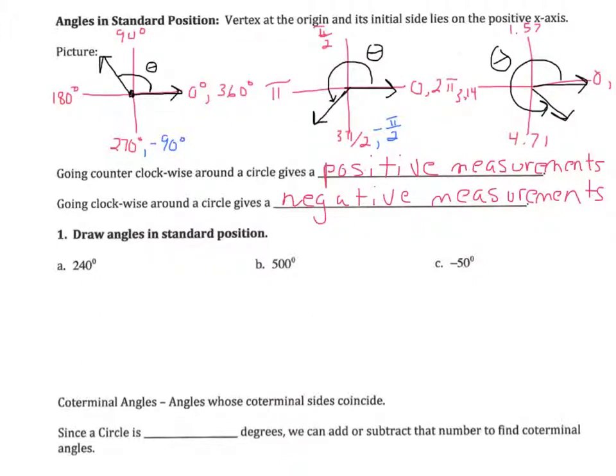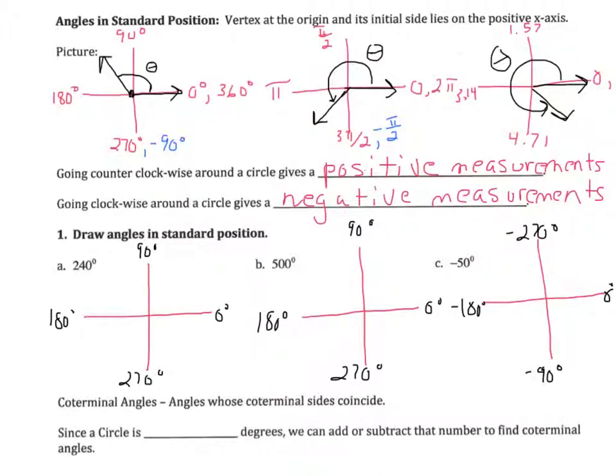So what I would like you to do is pause the video and try to draw the angles below in standard position. So I labeled all of the quadrant angles. That's whenever you have an angle on a quadrant. So 240 degrees would be about 30 degrees away from 270, or 60 degrees past 180. So if we drew our angle about right there, that would look pretty good.